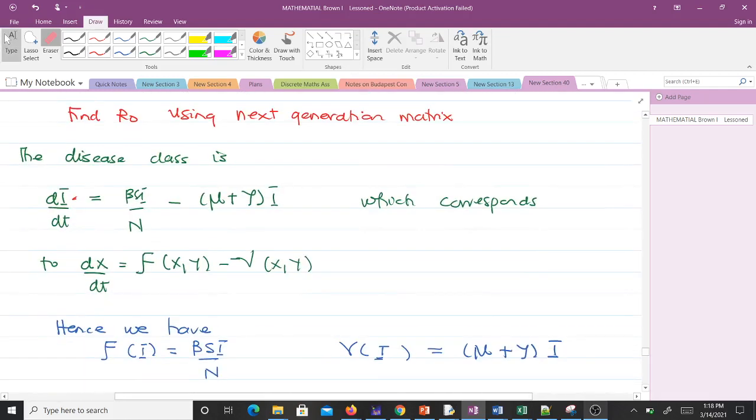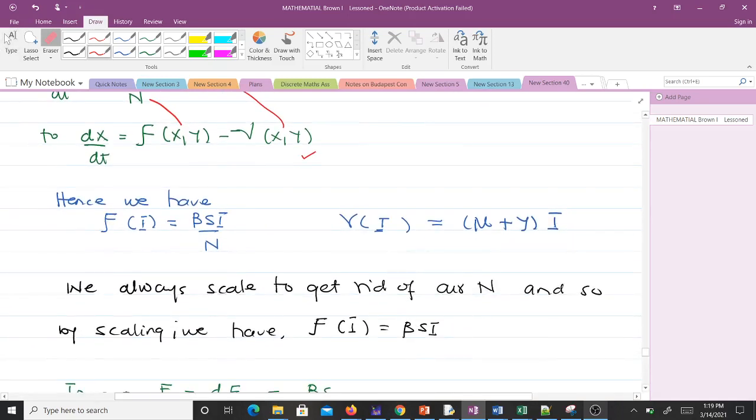So that means this is our disease class, and we put it to correspond to this form, right? Remember, this is a general form. We will have our Greek F to be this, and our Greek V to be that. And here, one thing you should know is that we have just one dependent variable, that is I. So we will have Greek F of I to be this, and Greek V of I to be this.